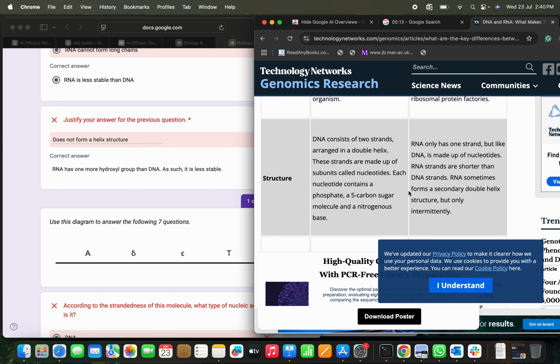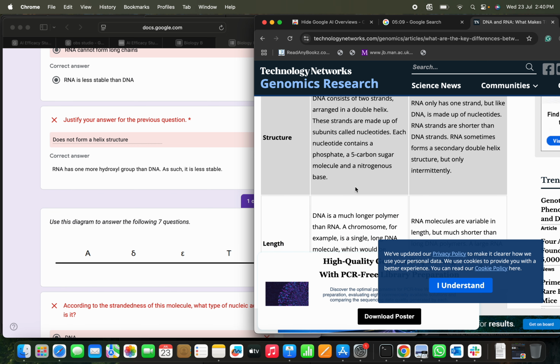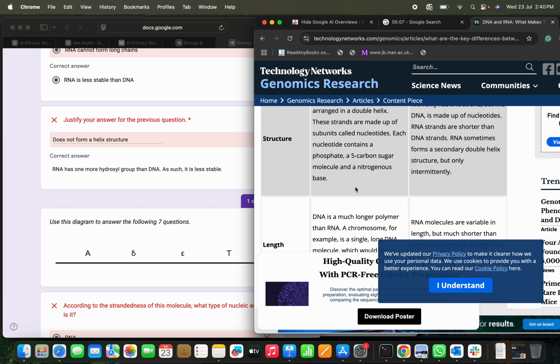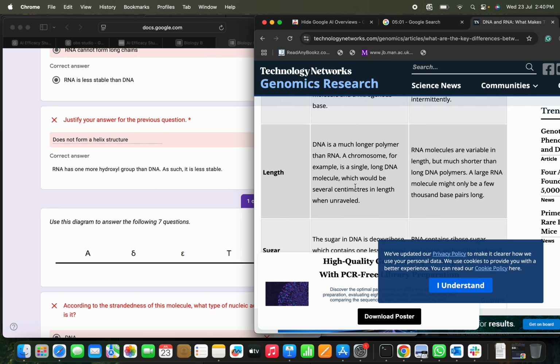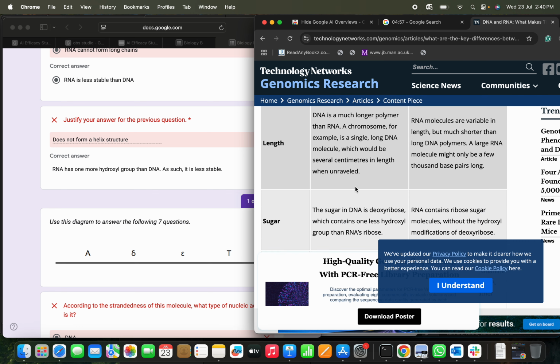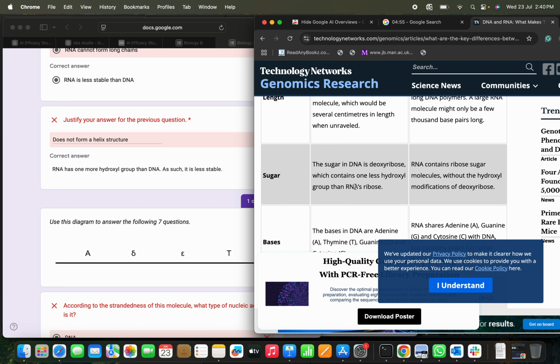RNA is shorter. Each nucleotide contains a phosphate, a 5-carbon sugar, and a nitrogenous base. Alright, DNA is much longer. A chromosome is a single long DNA molecule which would be several centimeters long unraveled. RNA is variable in length, and shorter because it is unstable.